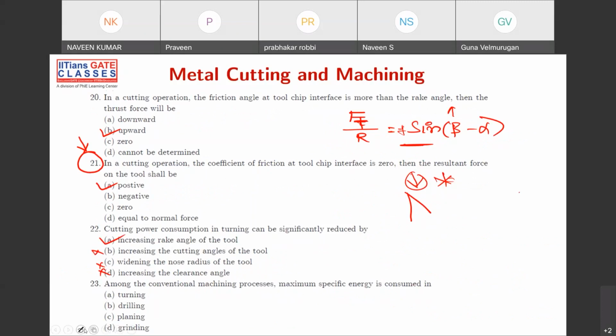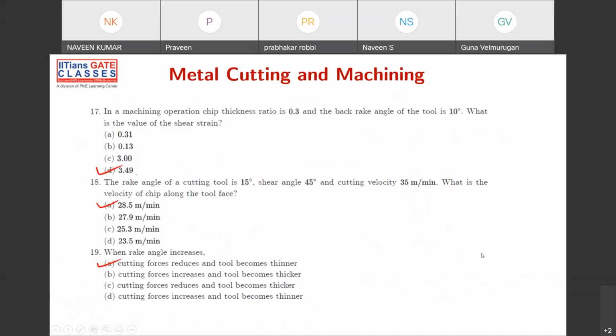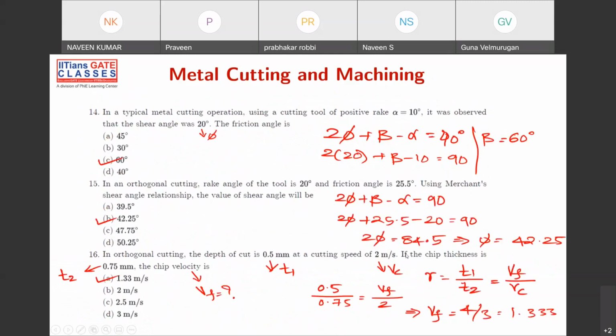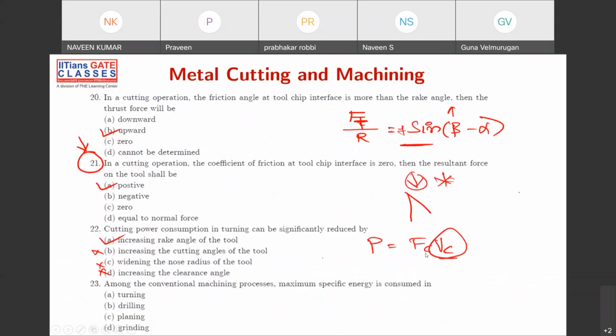There is no speed. Why is speed coming into the picture? Here we are discussing cutting power. It is directly proportional to cutting velocity, of course, but here... Okay, you want to see velocity in terms also, right? So you are saying cutting power is equal to FC times VC. Okay, let's assume that. But how can I relate that? Because we don't know anything about chip velocity, we can't relate VC with Vs and V chip. But we can relate with cutting force. So as cutting force is coming down, power consumption also will come down as alpha is increasing.